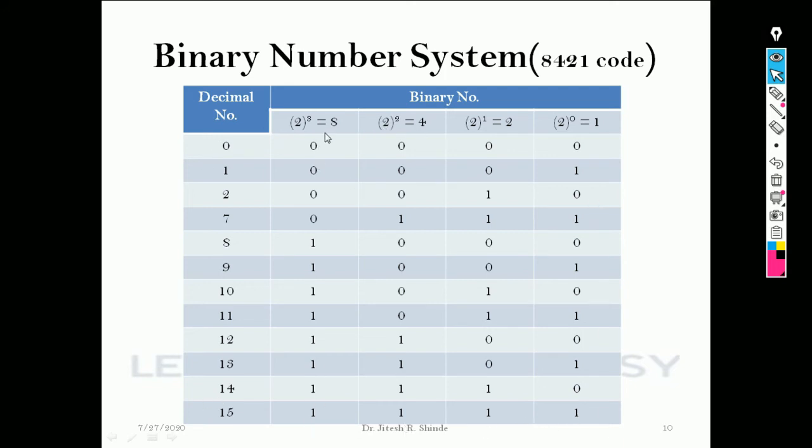Now 14: 8 plus 4 is 12, plus 2 is 14. 1 is not involved here, so corresponding to this digit we'll write 0. Remaining all 3 are involved, so we'll write 1 1 1. Thus the binary equivalent of decimal 14 is 1110.